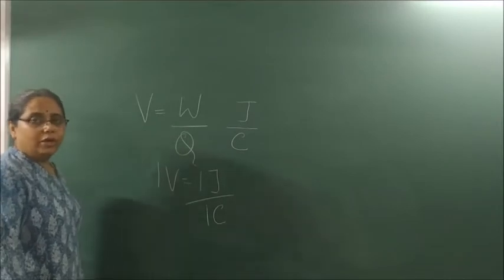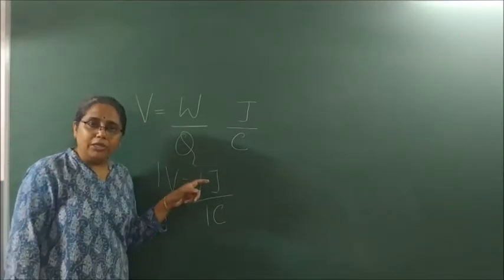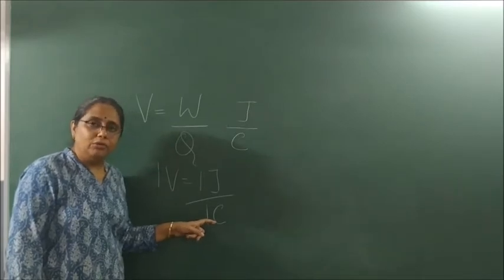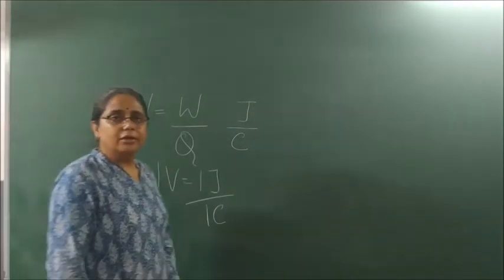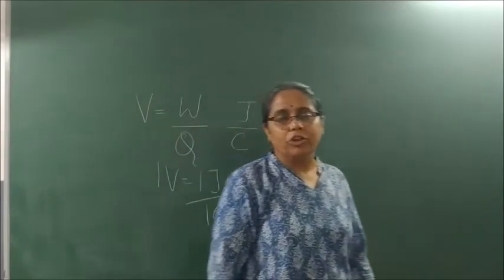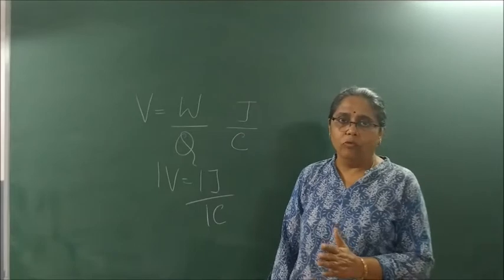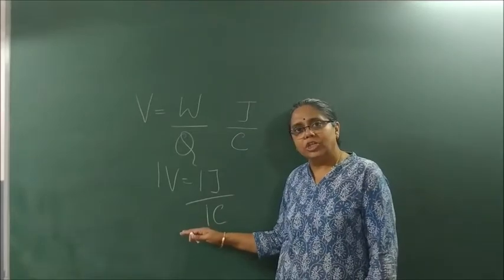How do you define 1 volt? When 1 joule of work is done in taking a unit positive charge of 1 coulomb from one end of the conductor to the other end in an electric field, it is said to have a potential difference of 1 volt. The instrument to measure potential difference?